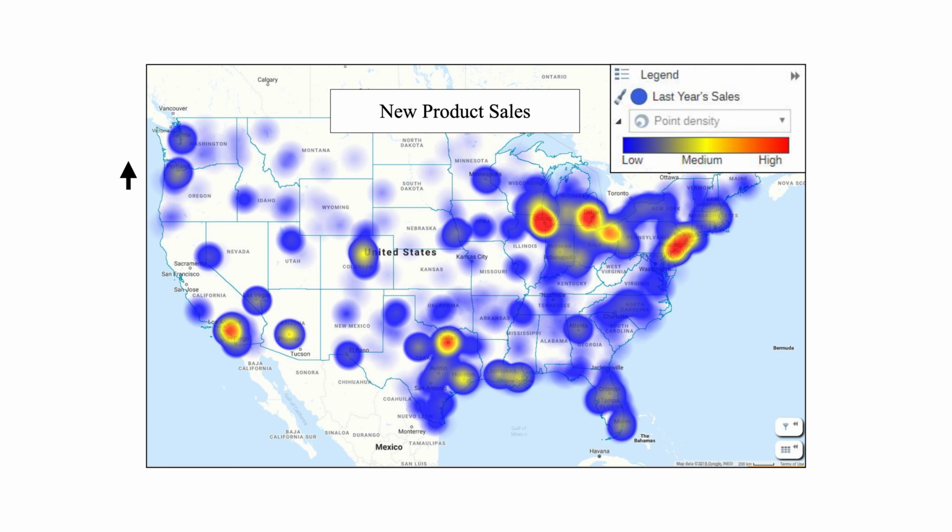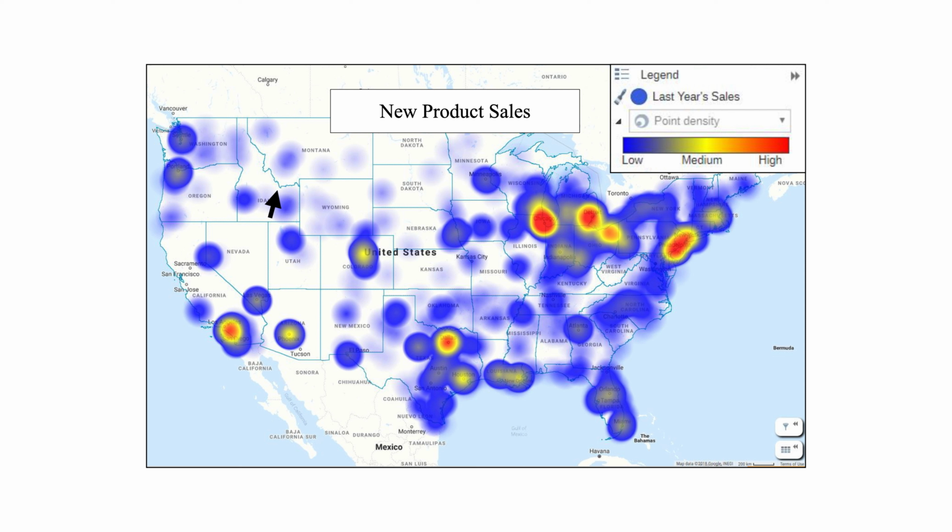In this one, we're looking at new product sales of a company. If you look there on the legend, it's looking at last year's sales. So low sales would be in blue, yellowish is medium sales, and red is going to be high sales. Again, heat maps are very good because it's visually easy to understand what's going on. Not very good sales in a place like that that's blue. White would indicate no sales at all, so there are a lot of blank spots on the map, which means no sales.